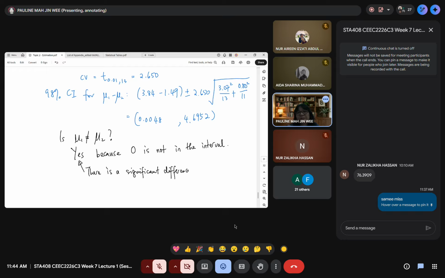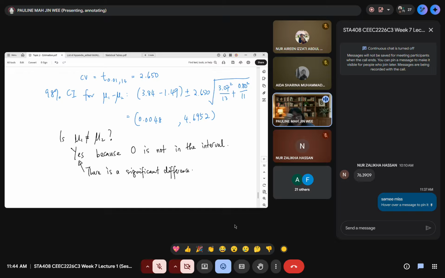Difference. So meaning that mu1 is not equal to mu2. Why? Because zero is not in the interval. So now this question itself tells you two things. One is about zero, the other one is about one. Zero is for mean, one is for variances. Is that clear?